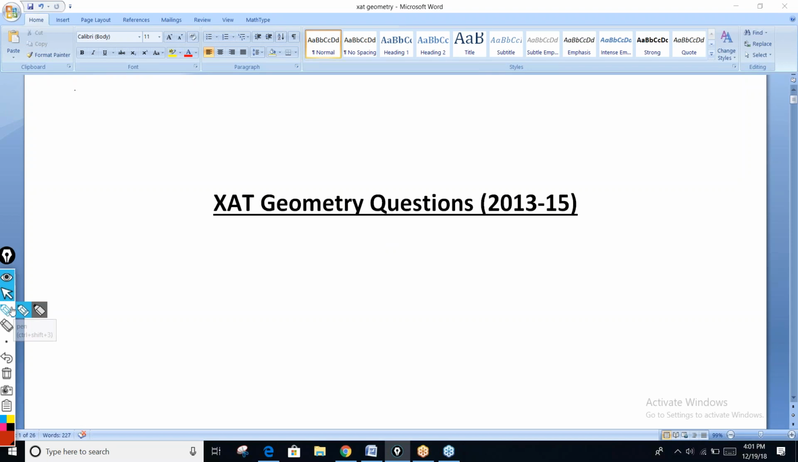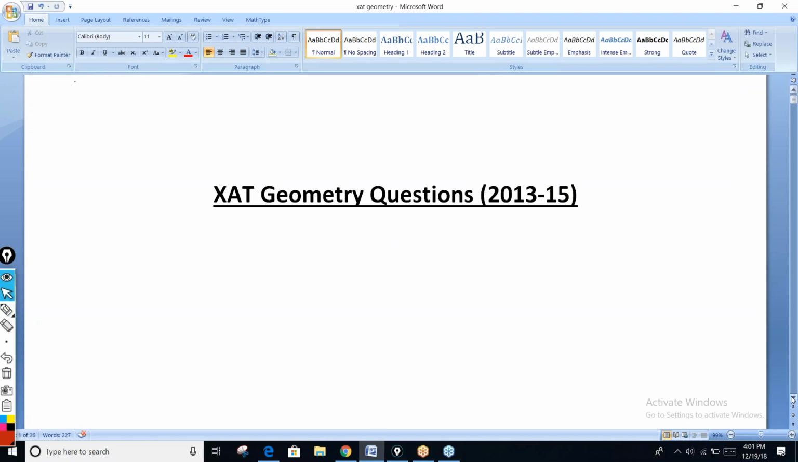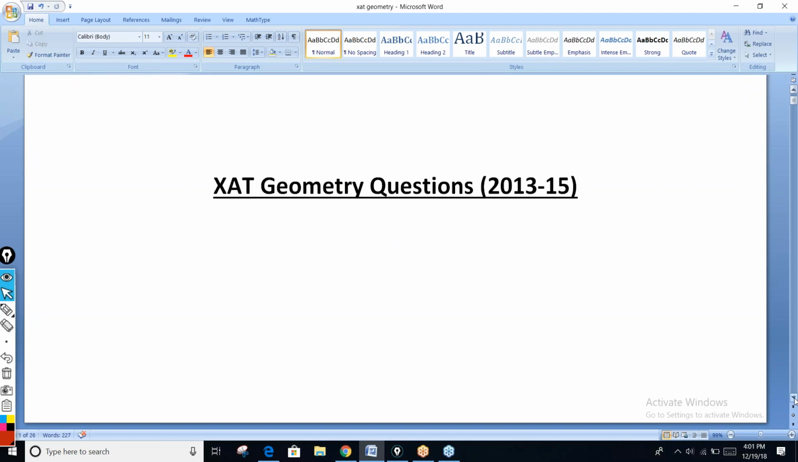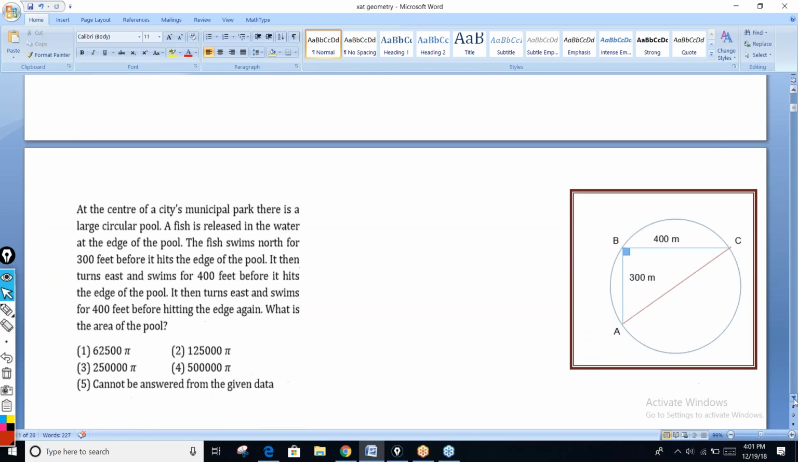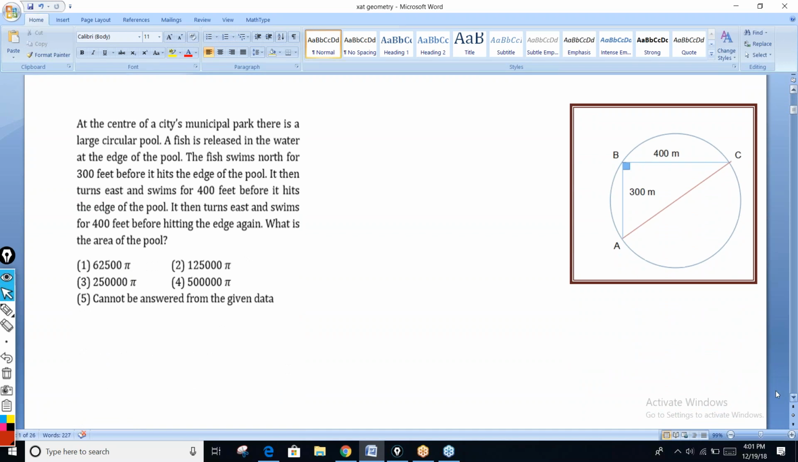Okay, so let's start with 2013 geometry questions. As I said earlier also, first try to do it on your own. If you're not able to solve it on your own, then only look for the solution. So this is the first question, 2013.